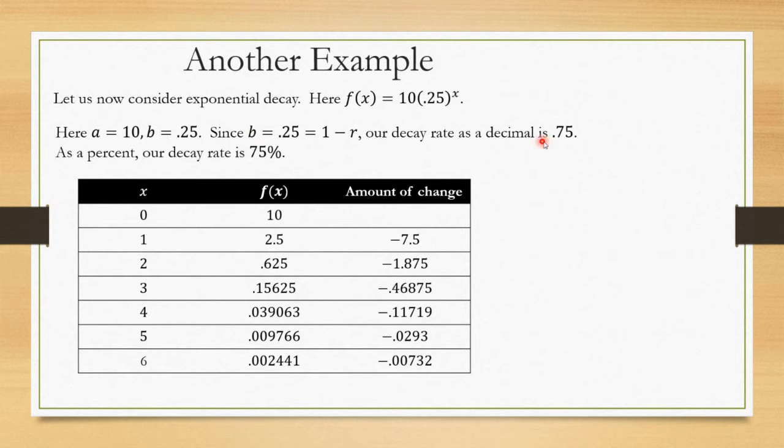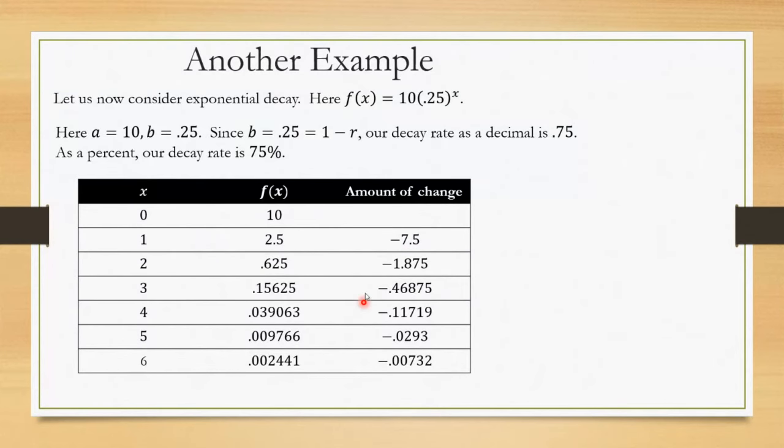So what does this mean? This means the function values are decreasing by 75%. These are the function values in this table. Here are our x values, here are our function values, and they're decreasing by 75%. In other words, from f of 0, you take 75% away of 10, you get this. If you find 75% of 2.5 and take it off, you get this, and so on and so forth.